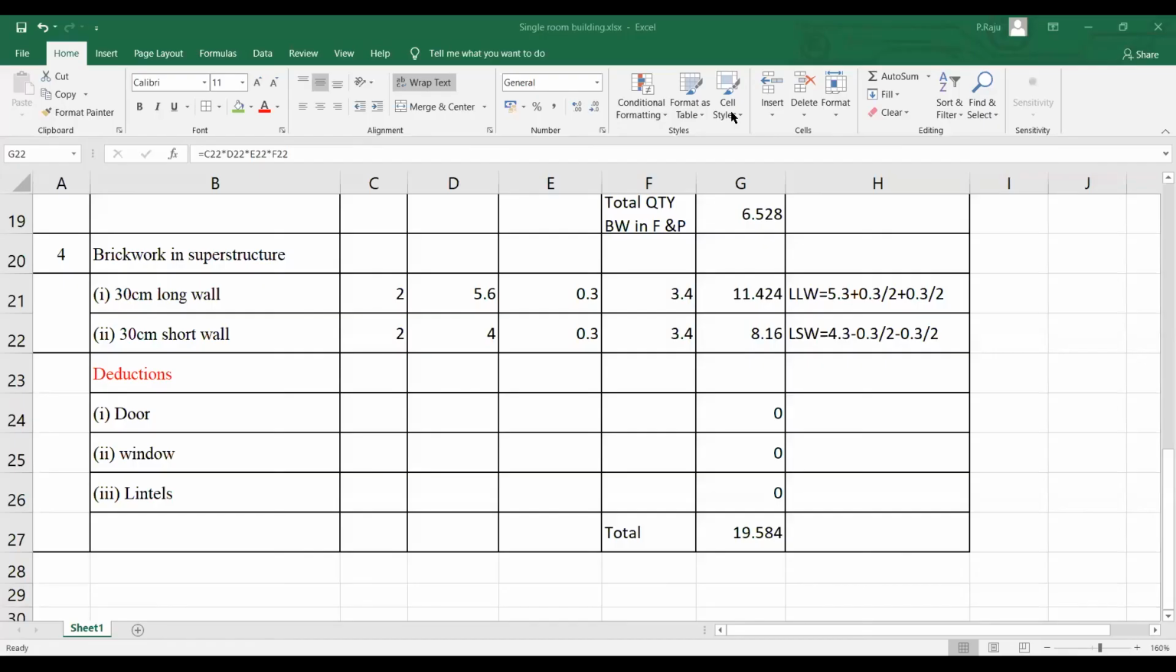So we'll directly go into the problem. For the deductions for a door, I have already solved the dimensions of the door here. The dimensions of the door are 1.2 meters. What are the numbers here? Can someone say how many doors, windows and lintels there are?